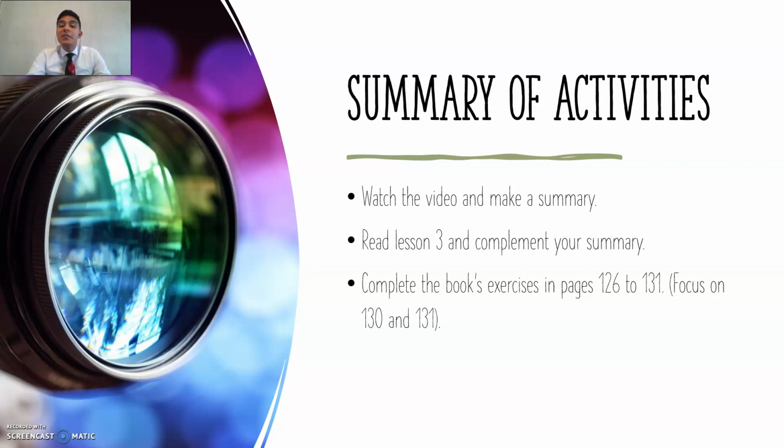And next activity, complete the books exercises in pages 126 to 131. So you notice that it says focus on 130 and 131. So those are the pages that we are going to complete during the mid-session. So please complete the activities from 126 to 129. The exercises in 130 and 131 will be completed during the mid-session. All right?